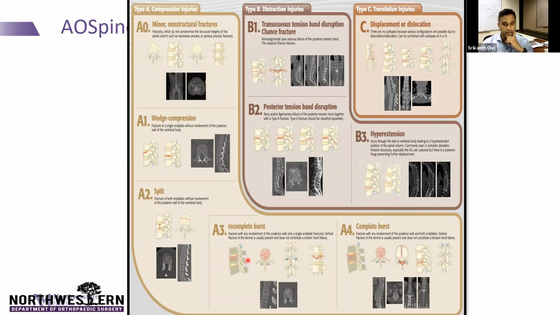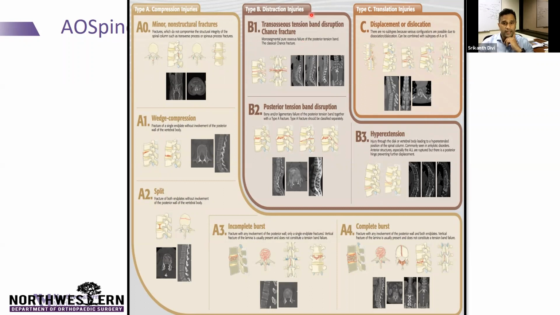An incomplete burst fracture, meaning there's a burst fracture extending to the posterior vertebral body, but only one end plate is involved. Here's a complete burst where both end plates are involved and it's going all the way back. This is much more unstable. So this is one to watch versus this. And so that's what this classification tried to differentiate.